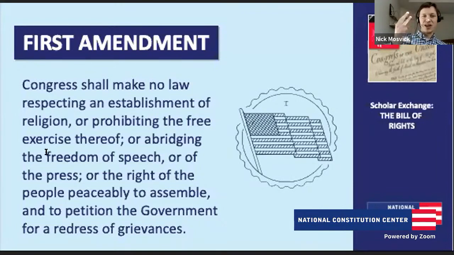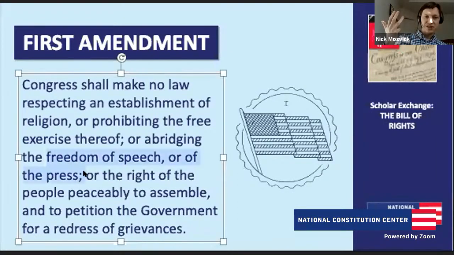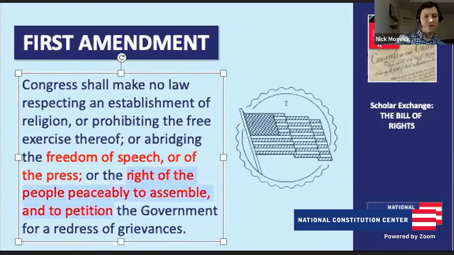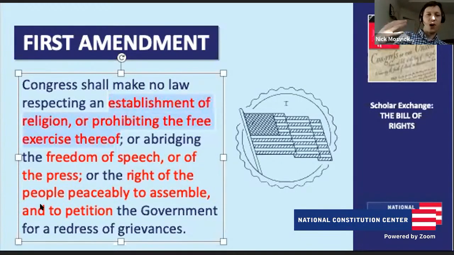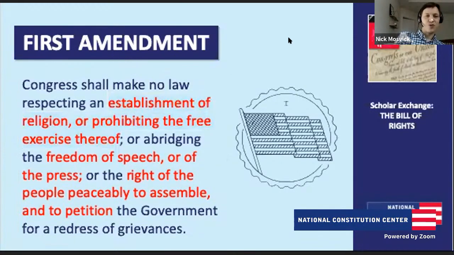Those are your two classic free expression protections. And then there's the right to assemble and to petition the government for redress of grievances. Typically, those are treated as a combination, but we'll talk about these in future classes one by one. So you'll get a nice breakdown of these various rights and why they're all considered so crucial to the liberty of the people.